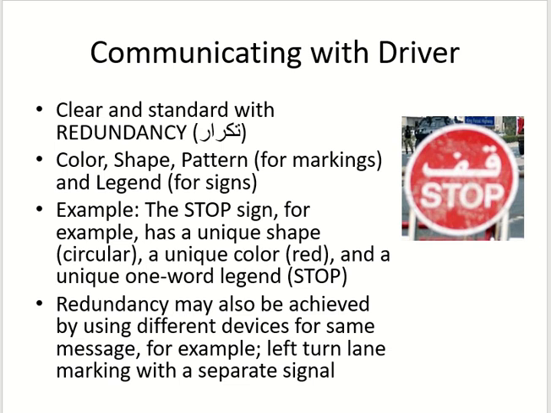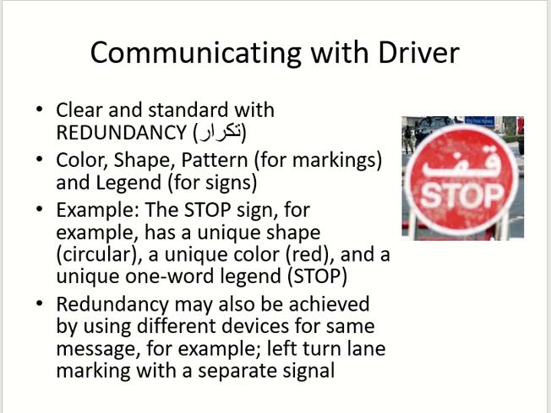Another way of doing redundancy is using more than one object for the same message. Not the same object again and again, but more than one object. For example, left turning lanes. You want to separate the straight and left turning, so we have a separate lane for them with an arrow. Then you put a traffic island between the two lanes. So you see the island, now you know I have to be on this side or this side. The arrow is also saying the same thing.